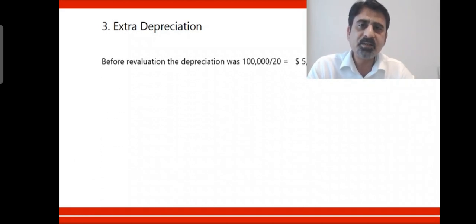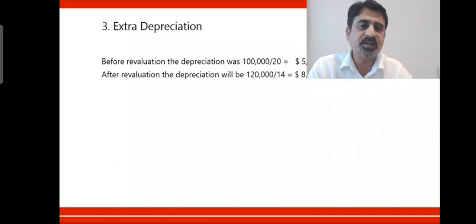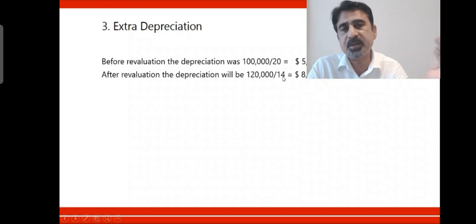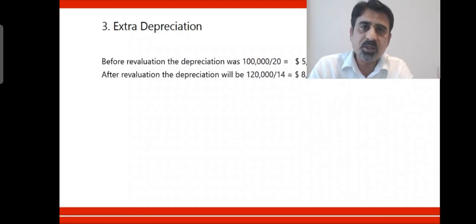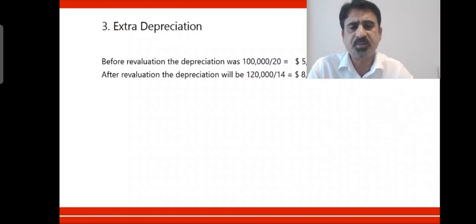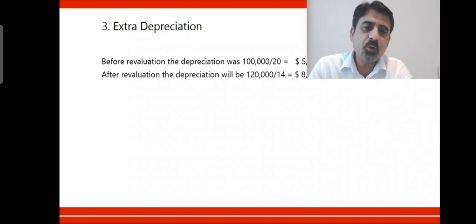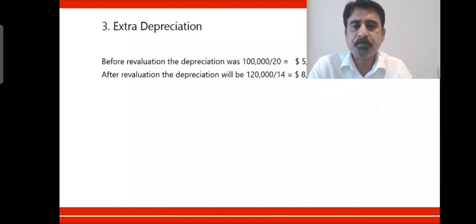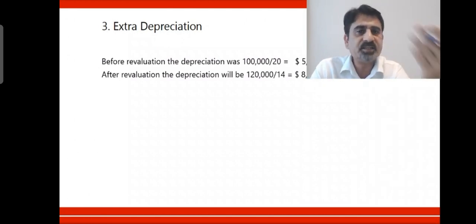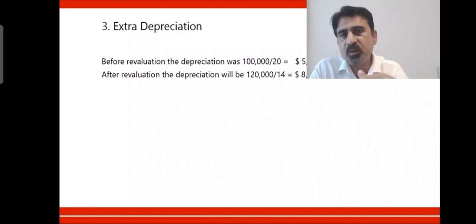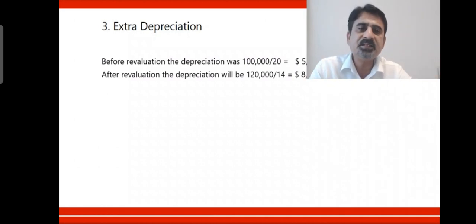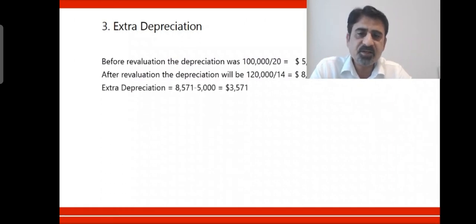Now what has happened is that the asset value has changed to 120,000, and the remaining useful life of the asset is 14 years. In this particular question we did a revaluation, but we did not change the life of the asset. By the way, the life of the asset can also change, but in this example we assume that the life remains the same. So out of 20 years, 6 years have gone, 14 years are remaining. So 120,000 divided by 14 means 8,571 is the new depreciation. And the difference between these two depreciations is called extra depreciation.